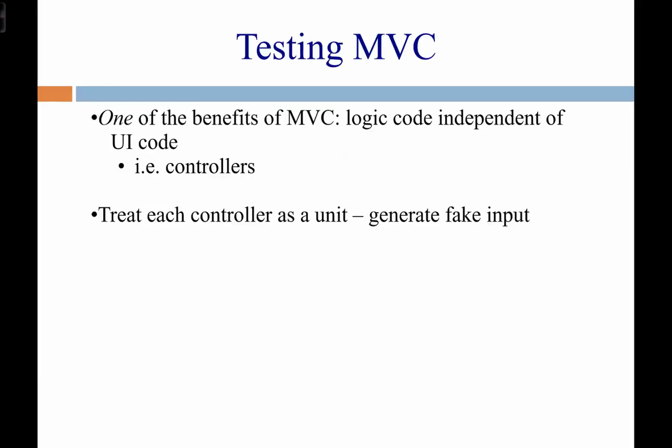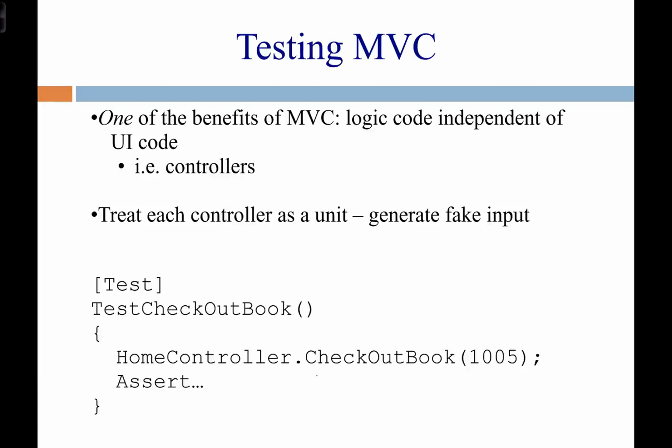But that brings up the next question: what would such a unit test look like? So here's an example of a C# unit test. You can just invoke homecontroller.checkoutBook, give it some serial number, and then the question is, what do you assert? How do you verify that checkout book worked correctly? You could do something like write another query that queries the database and makes sure that serial number 1005 is in the checked out table or something like that.